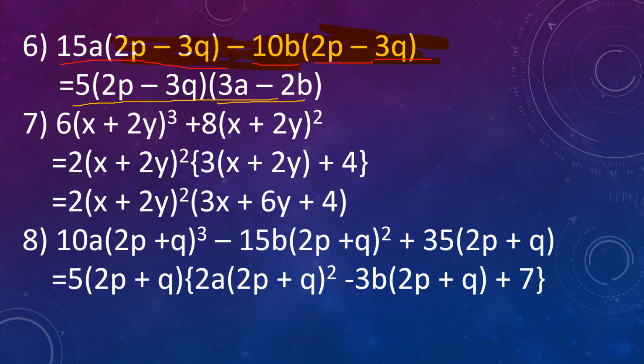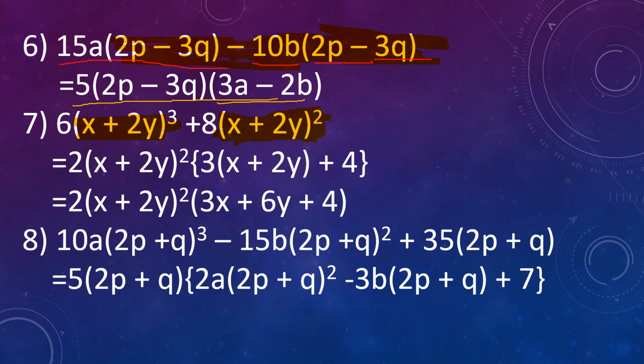Now coming to seventh question, 6 times x plus 2y whole cube. And in the second place we have 8 times x plus 2y whole square. Children, this yellow shaded part is showing you the binomial that is common. Can you see? But what is the least power? 2. So we will take x plus 2y whole square as common along with HCF of 6 and 8, that is 2. So total common part is 2 times x plus 2y whole square.